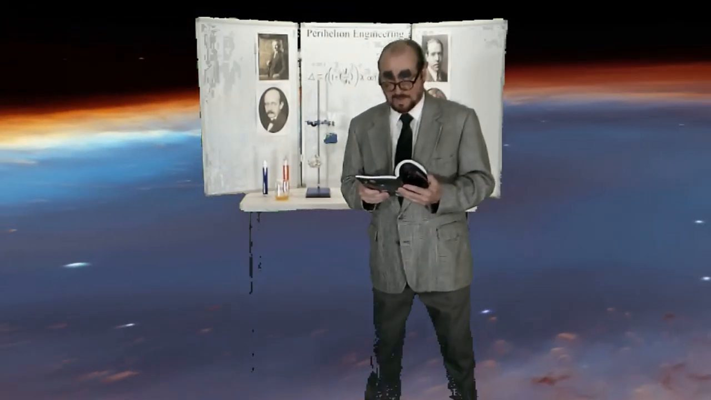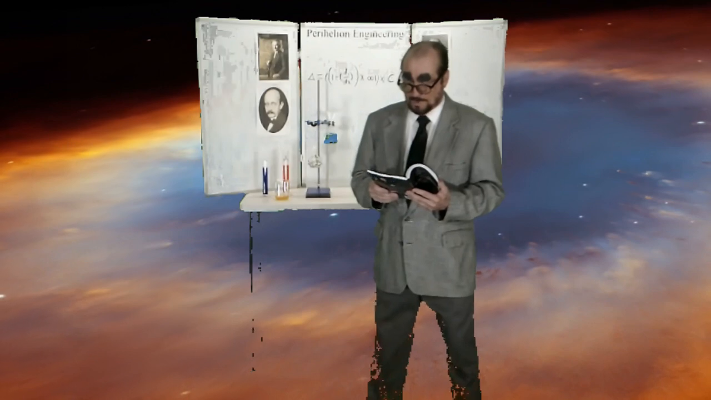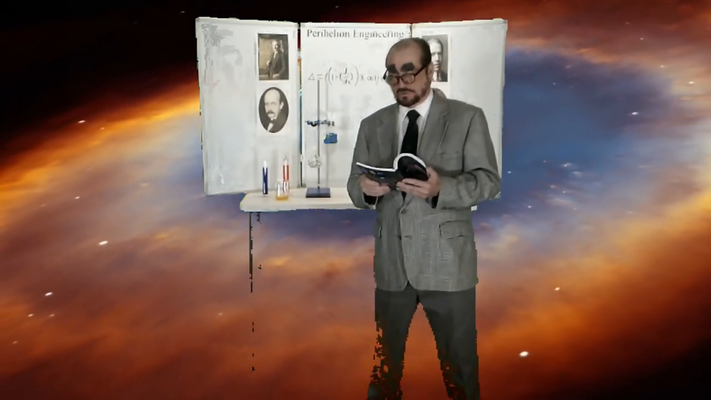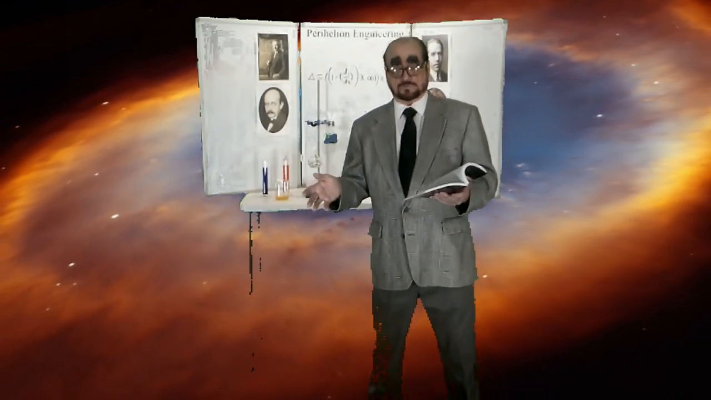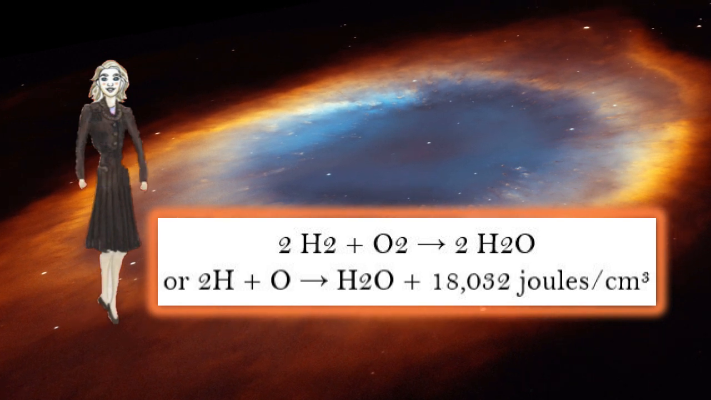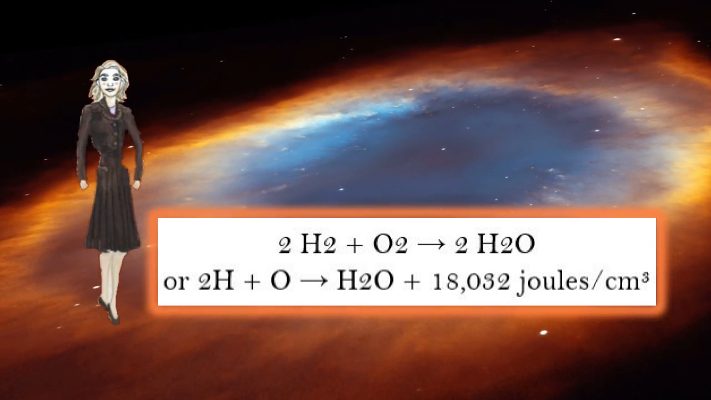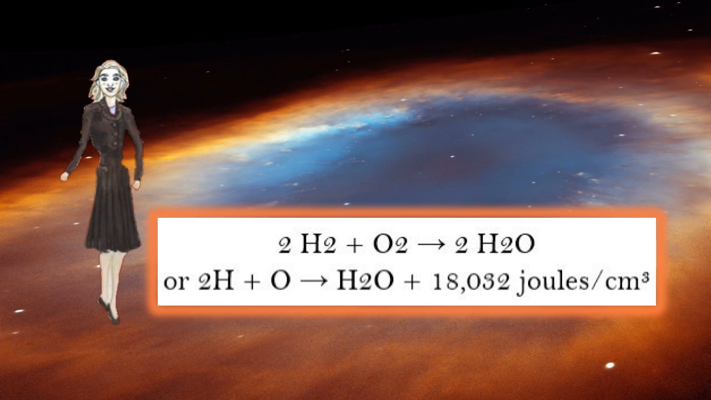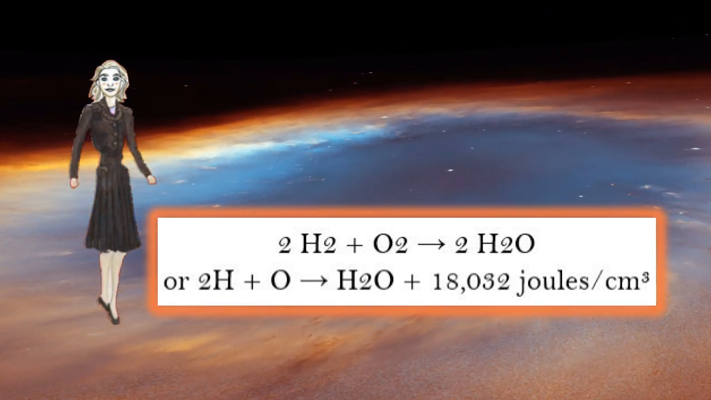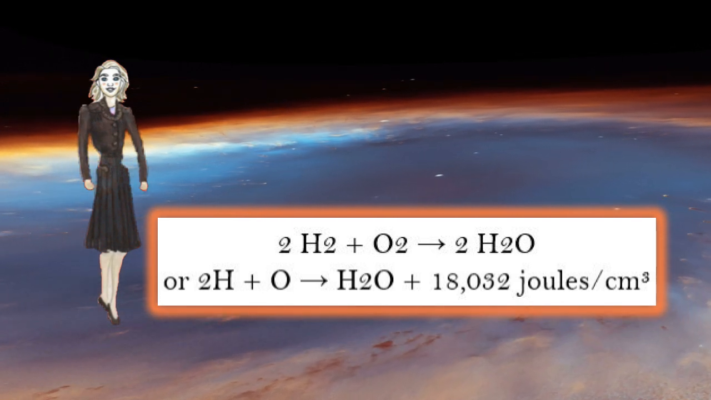The experiment used dihydrogen, which is hydrogen in its pure and natural form as a liquid. Then as a gas it becomes a molecule of 2 hydrogen atoms. The oxygen likewise forms molecules as a gas, and it's called O2. Well, the reaction is, and here's the equation. 2H2 plus O2 yields 2H2O. Or 2H plus O yields H2O plus 18,032 joules per cubic centimeter.